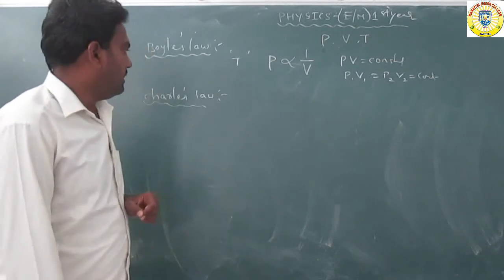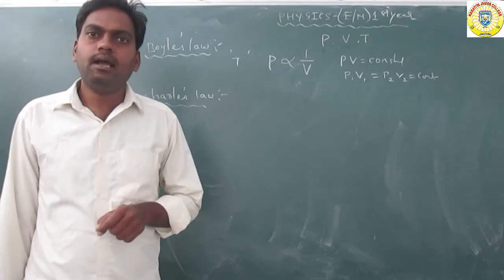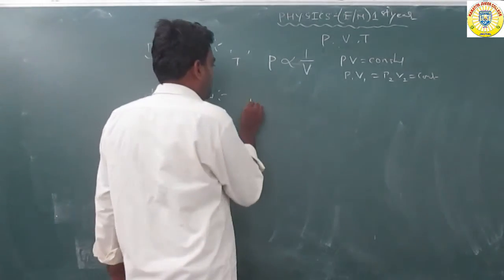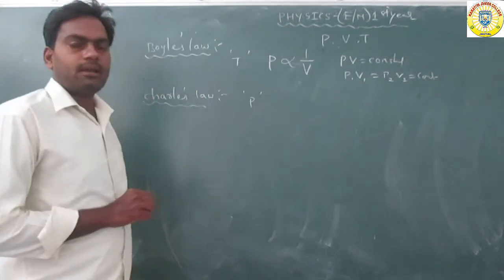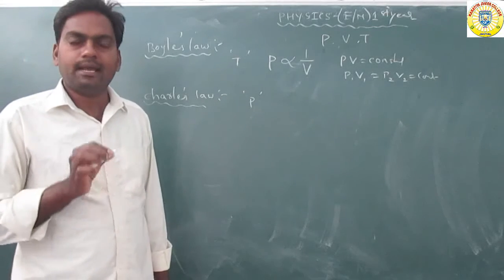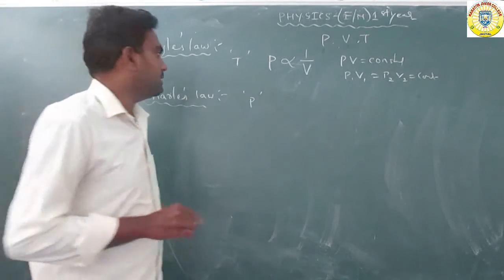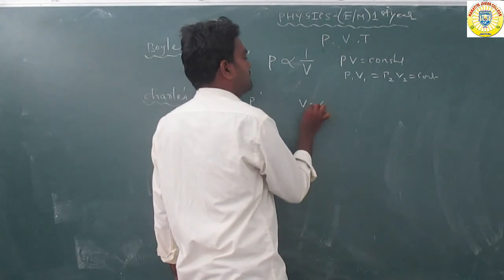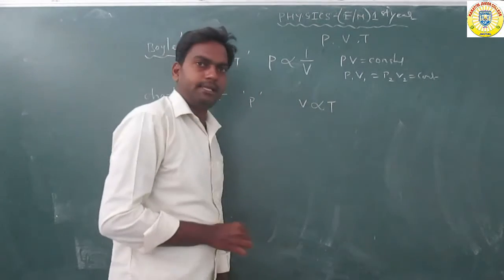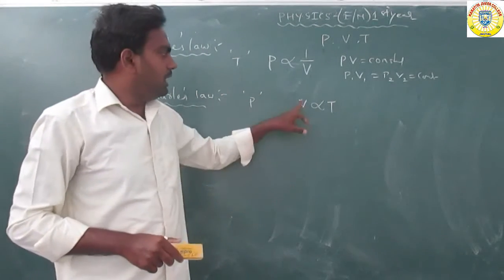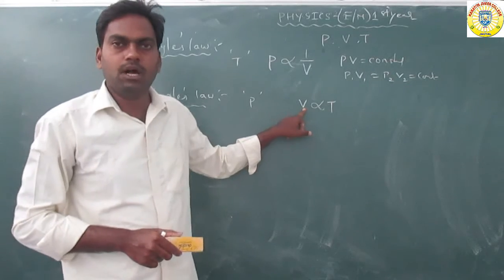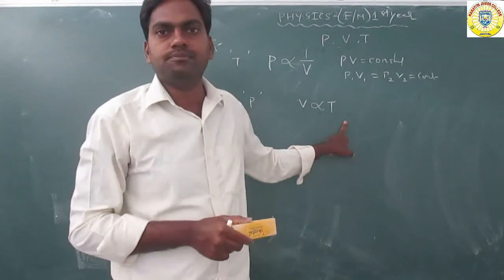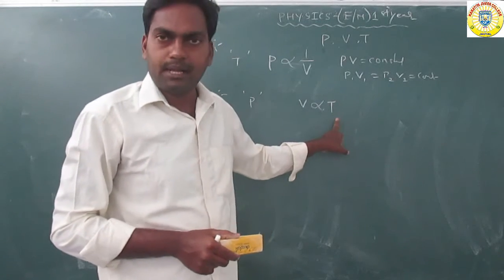Now we study Charles' law, where two constants are taken. First, at a constant pressure. At a constant pressure, P is constant, and for the remaining terms, V is directly proportional to absolute temperature. V means volume. The volume of a given mass of gas is directly proportional to absolute temperature.